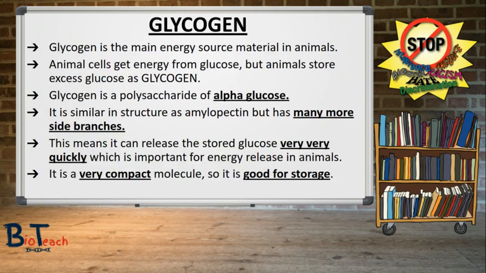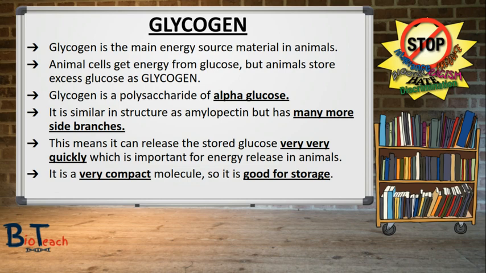Lastly, we need to look at glycogen. This is the main energy source material in animals, and it's mainly found in the liver and muscle cells. Glycogen, like starch, is a branched polysaccharide. It's a chemical similar to amylopectin in that it is composed of alpha glucose molecules, but there are more 1,6 bonds mixed in with 1,4 links.